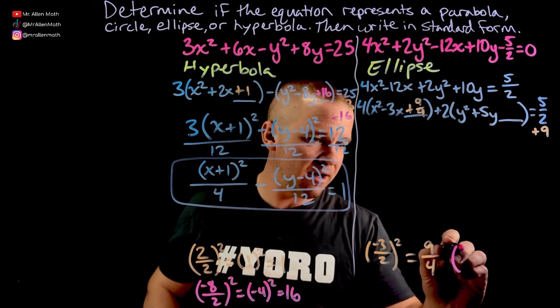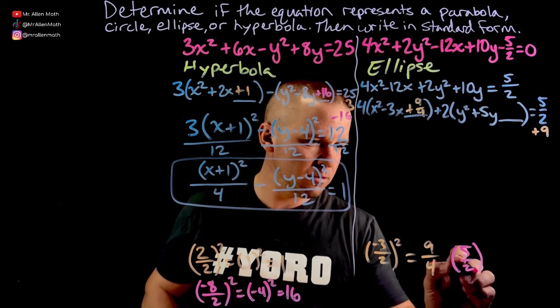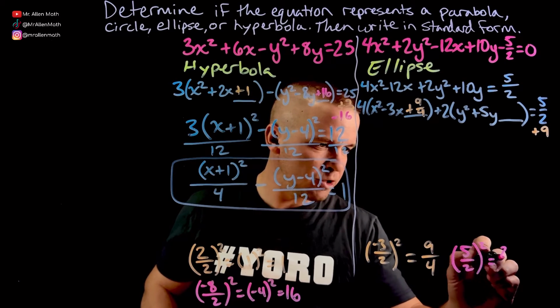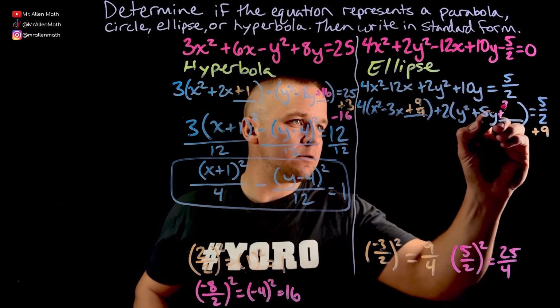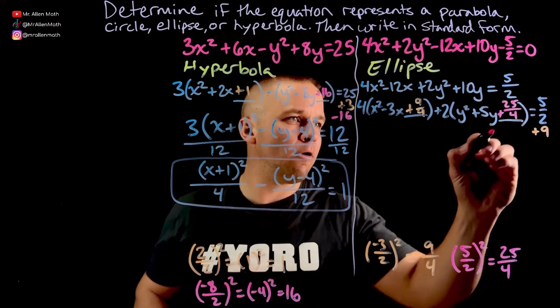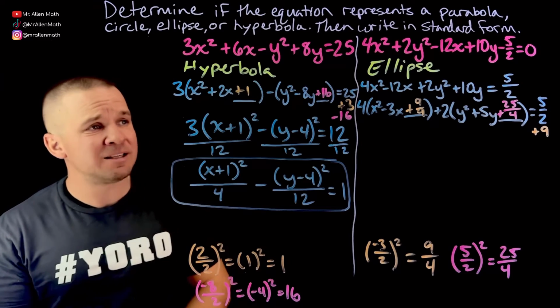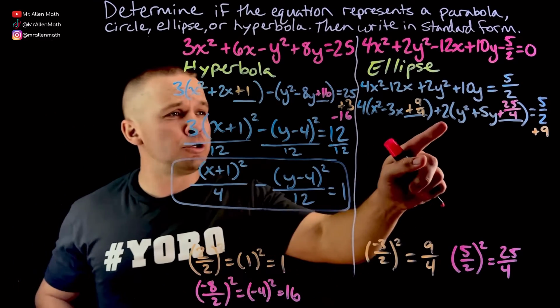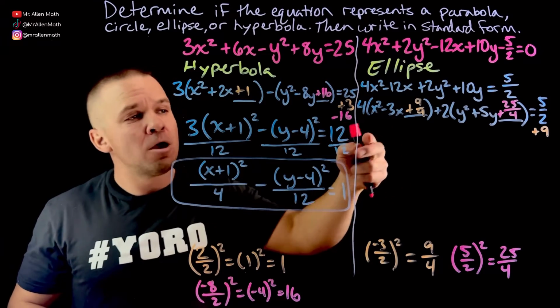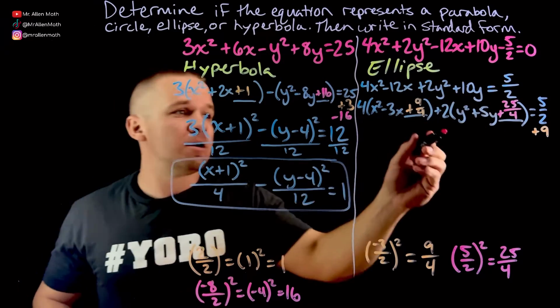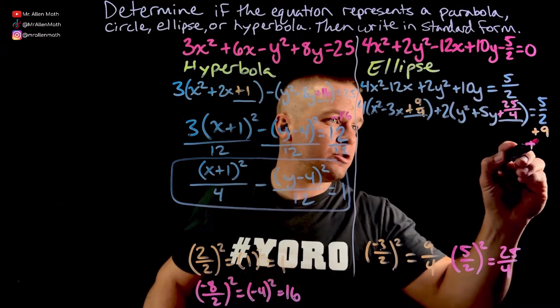All right, so we got 5 over 2 squared. So that's going to be, what, 25 over 4? So plus 25 over 4. But what did I really add to that side? I really added 2 times 25 over 4. So what's 2 times 25 over 4? Well, the 2 will reduce a little bit with the 4, and we'll just be adding 25 over 2.